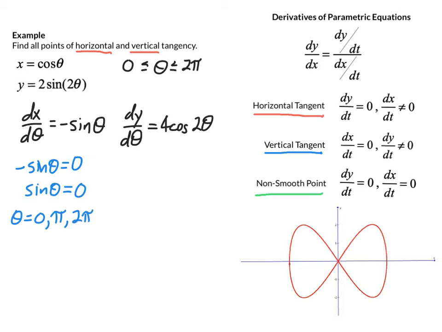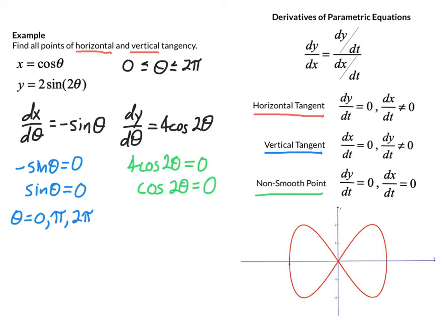If we do the same thing for dy d theta, for cosine 2 theta is equal to 0. You might be a little careful with this one because this is a multiple angle trig equation. And you have to remember that when you have a multiple on the angle, you're also changing the period of the trig function. So when you state the solution the first time, you want to state the general solution here.